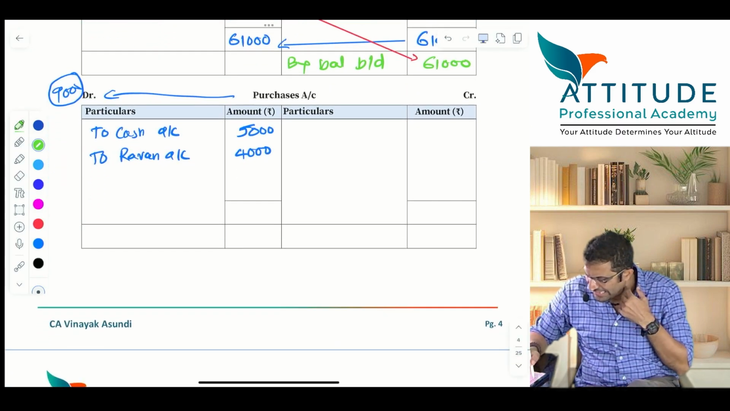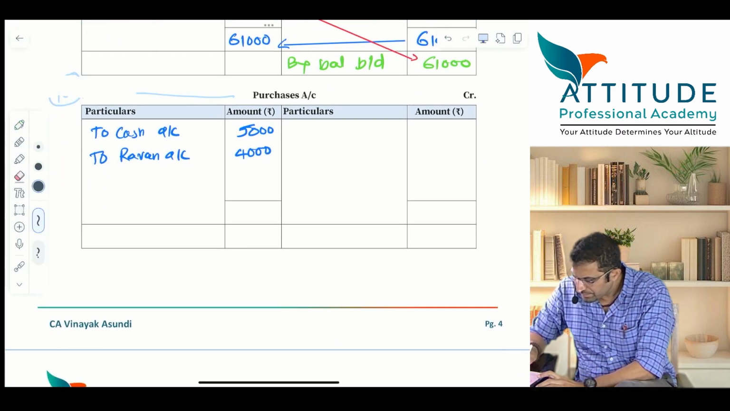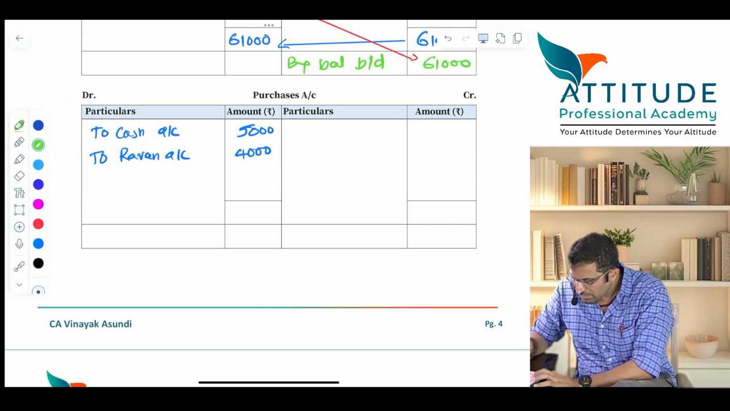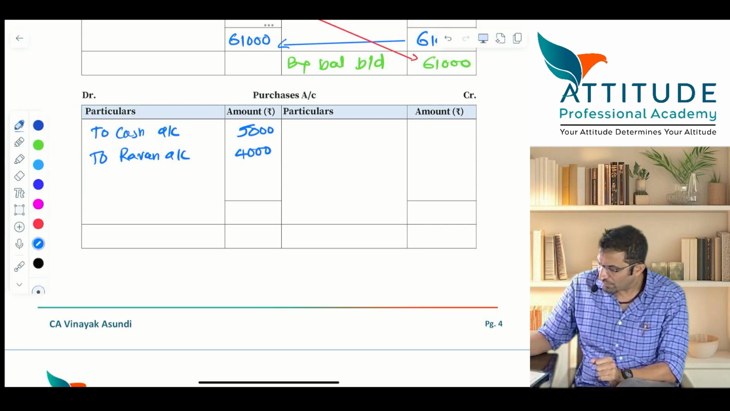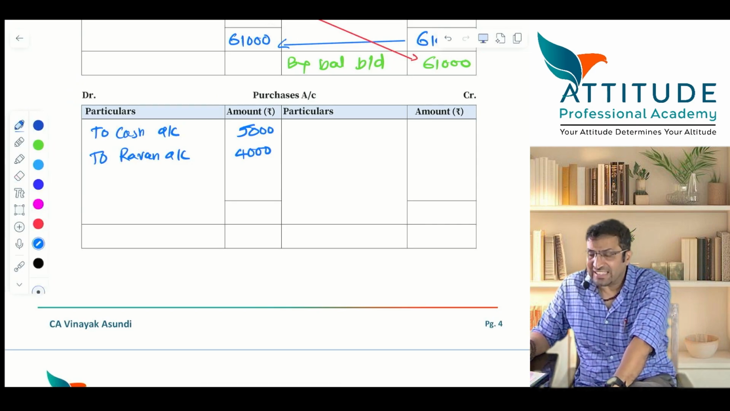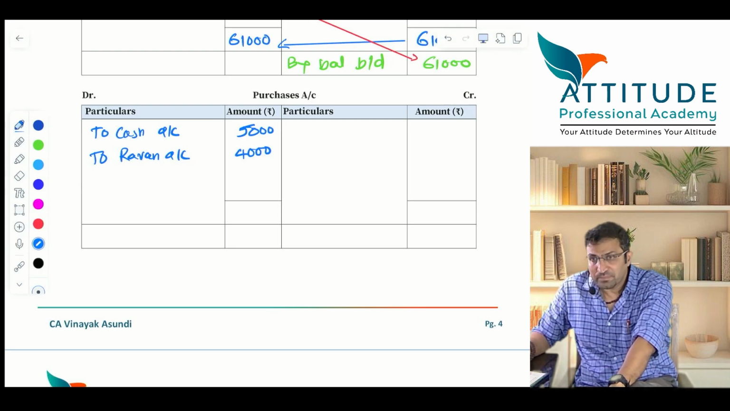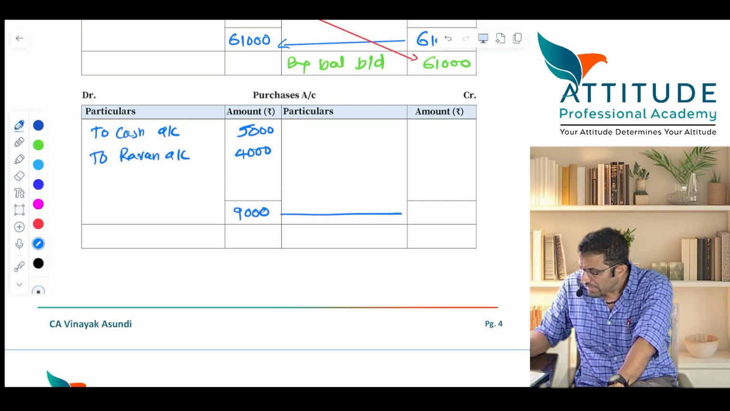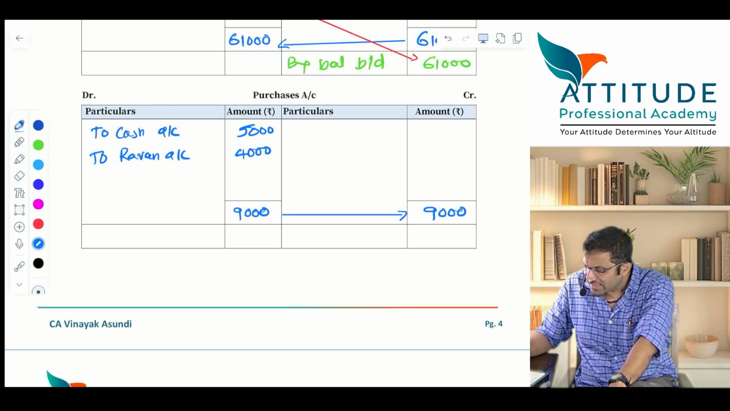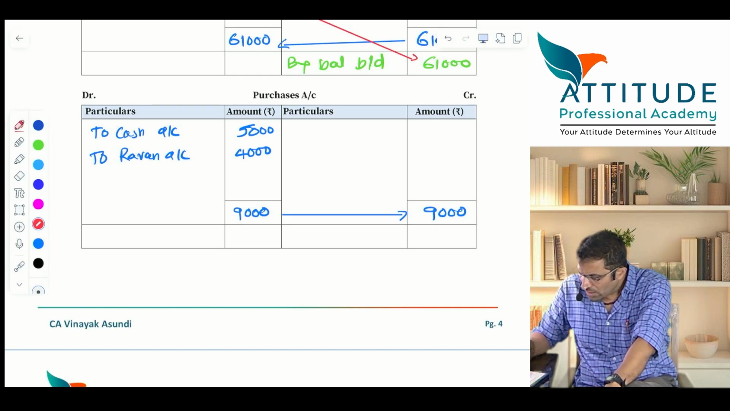Please tell me the next one. No, you have to help me. Where should I write the total now? Purchase account, debit side total. How much? 9,000. The same I should write on the credit side, 9,000. Is there any balance on the credit side? No. So the entire amount will be your closing balance. How much? 9,000. And what should I write here?